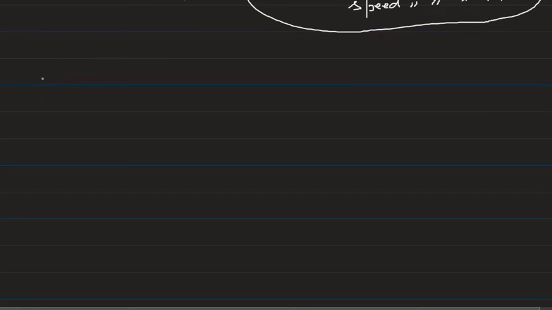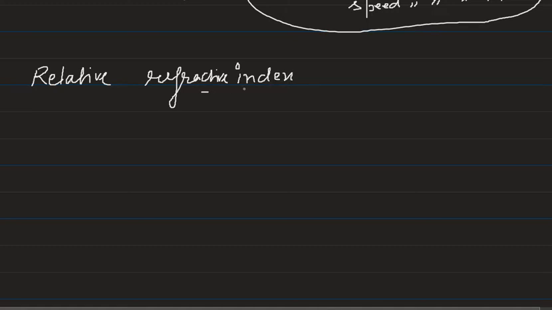And then other one we have, that is called relative refractive index. So in this relative refractive index, we are talking about refractive index of one medium with respect to some other medium. So that is called relative refractive index.